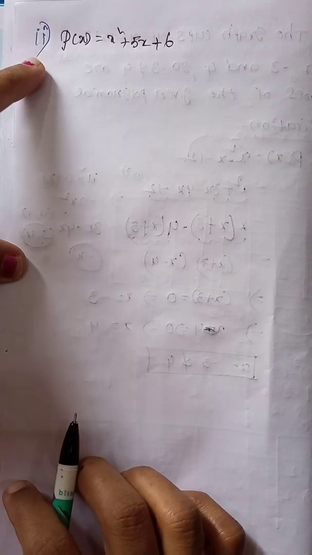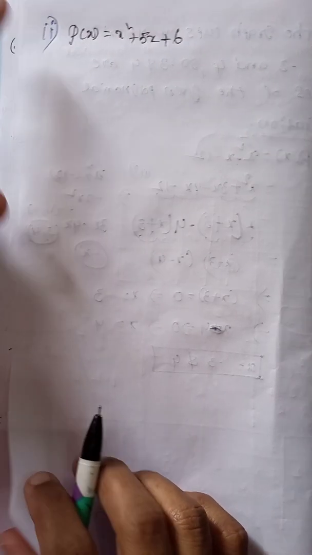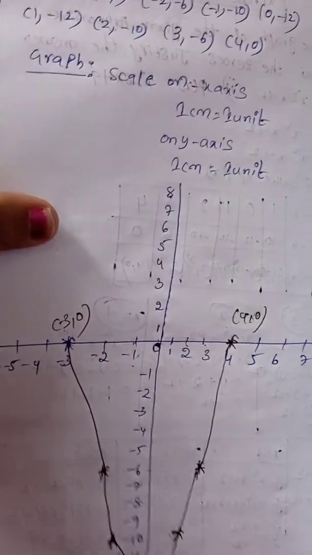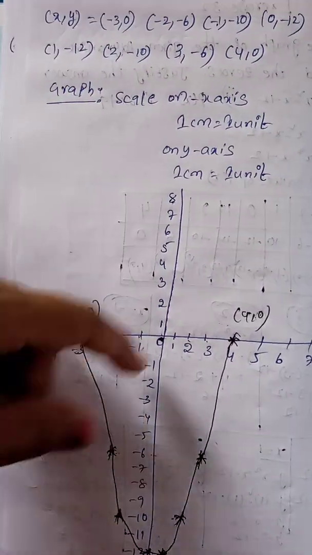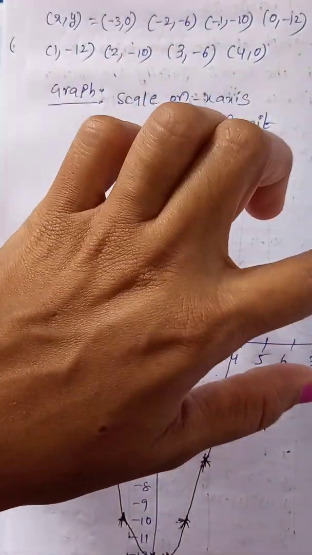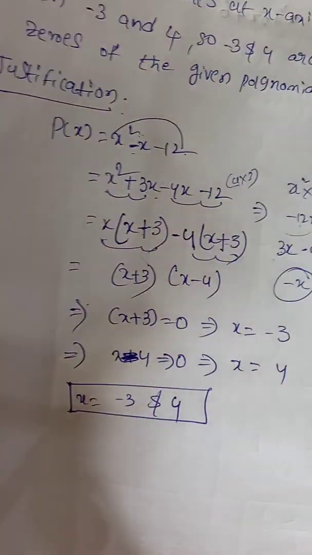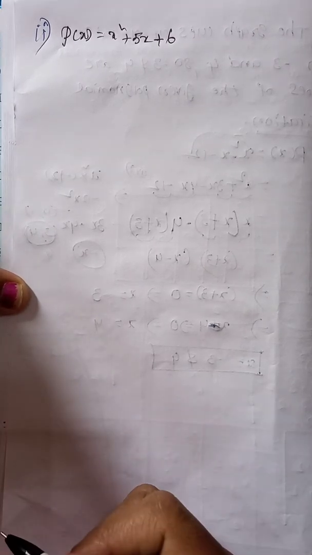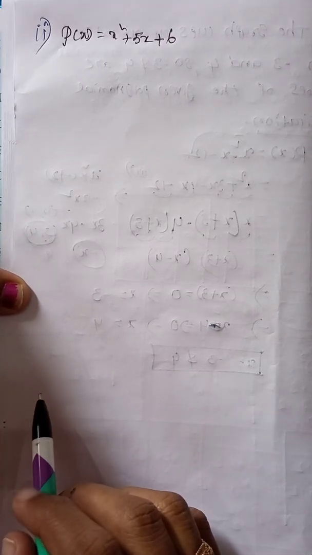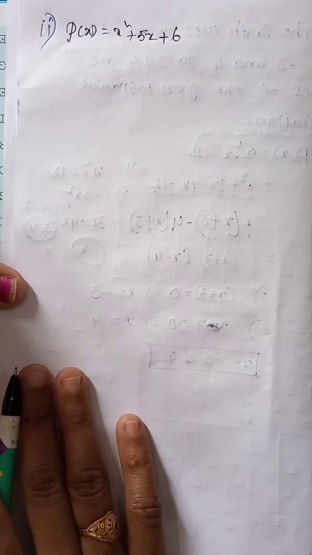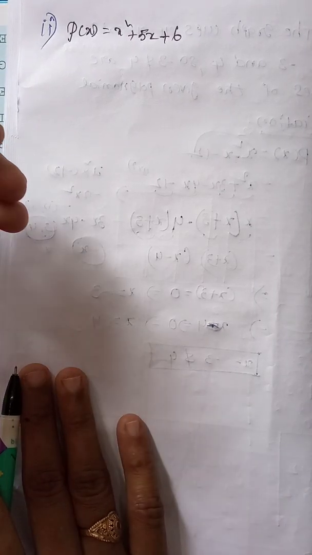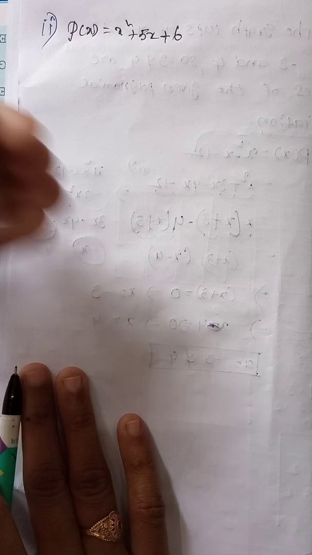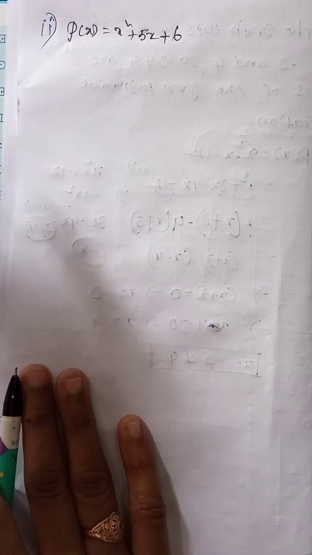Children, now move on to the second problem. Already I have told you about the first problem. In the first problem, first we drew the graph, next we did the justification process. In the second problem, first do the justification process, next draw the graph, because in the justification process we will get zeros. Based on that we have an idea what type of values we have to take to draw the graph. This is the second method.